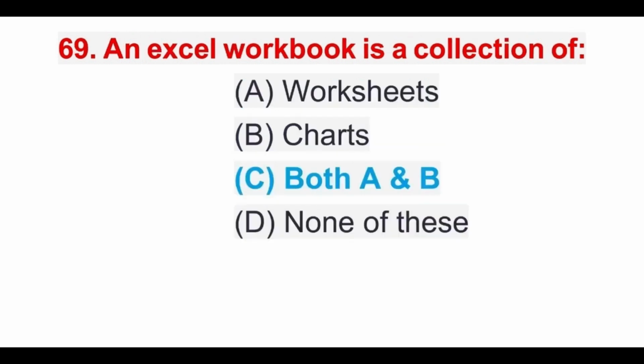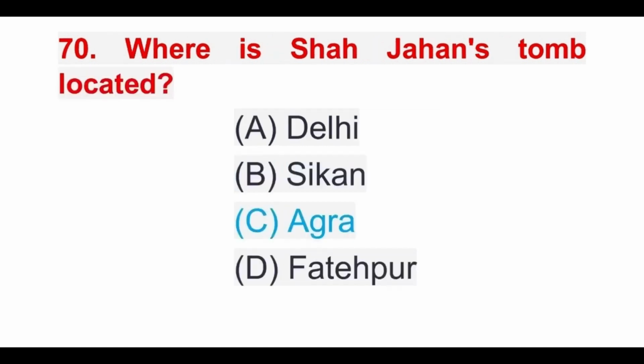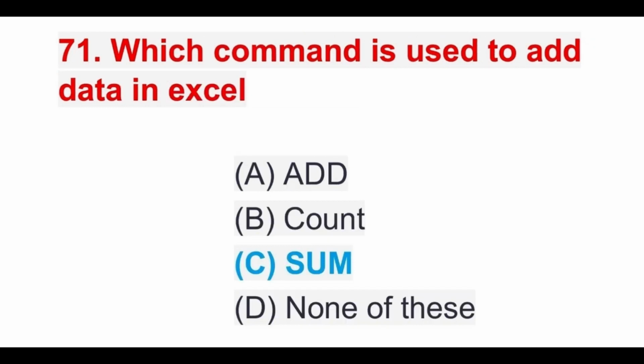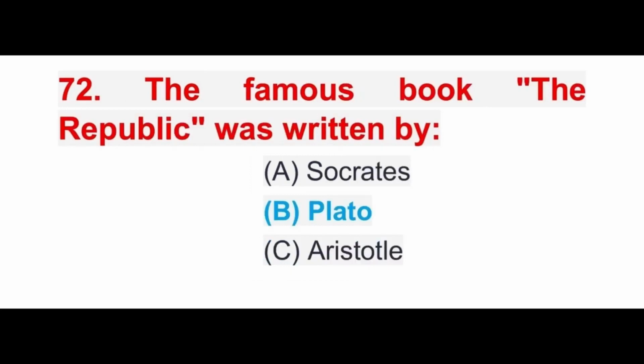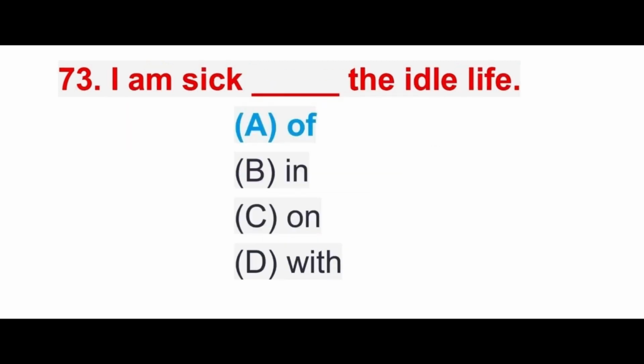Question number 69. An Excel workbook is a collection of. That answer is worksheets, charts. Question number 70. Where is Shah Jahan's tomb located? That answer is Agra. Question number 71. Which command is used to add data in Excel? That answer is sum. Question number 72. The famous book The Republic was written by. That answer is Plato.